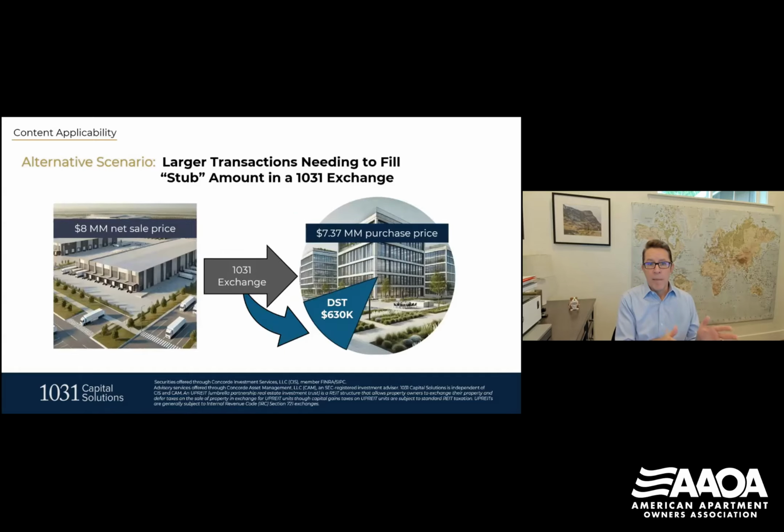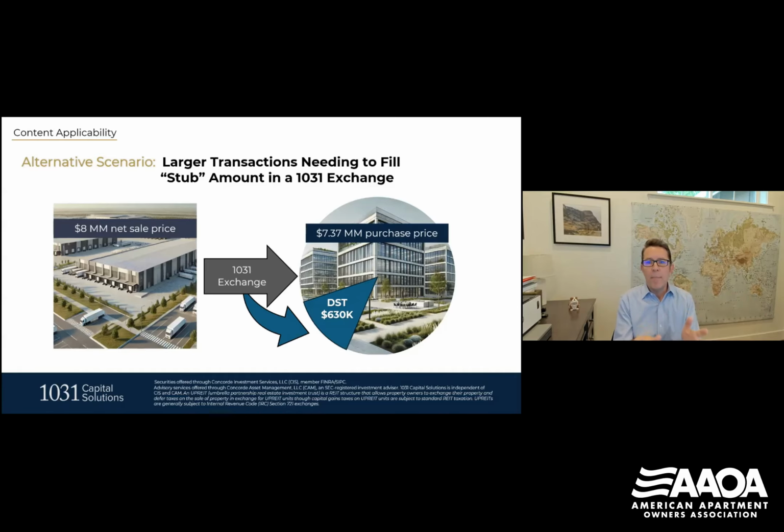The second most common scenario that we see is a 1031 exchanger who already has a primary replacement property lined up, but the dollar amount for that replacement property is not adequate to replace the entire value of the relinquished property. And in this example, the net sale price of the down leg was $8 million, but the client's best option for an up leg property is only $7.37 million.